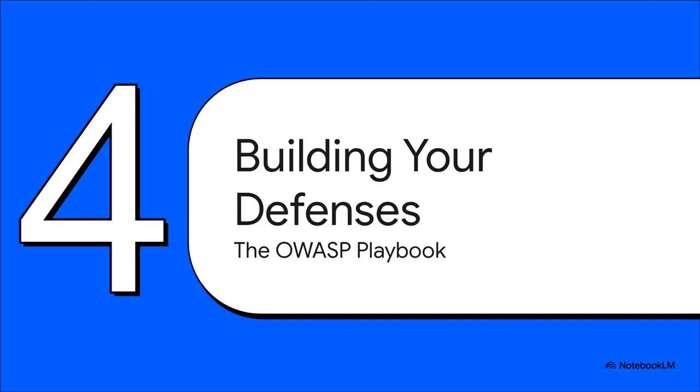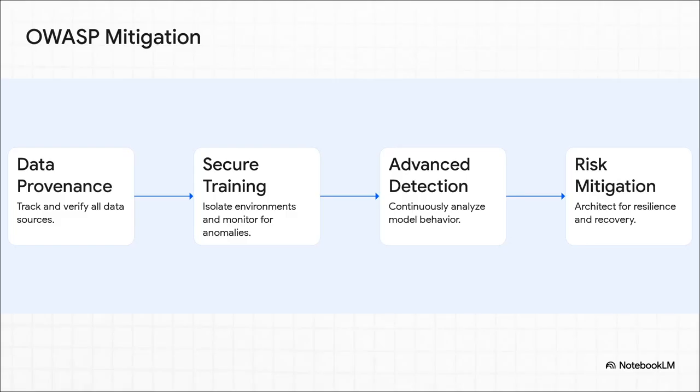Okay, that's the problem. And yeah, it's a serious one. But the good news is, we are not defenseless here. OWASP has actually laid out a pretty clear playbook for how to build up your defenses against these kinds of attacks. And the strategy makes a lot of sense. You start with data provenance. Basically, you have to know exactly where your data is coming from. Then you lock down the training environment, you continuously test for any weird behavior, and finally, you build your systems to be tough enough to handle an attack if one does get through.